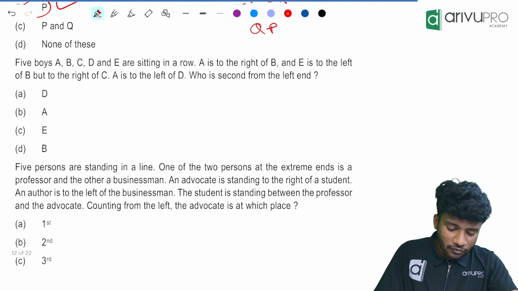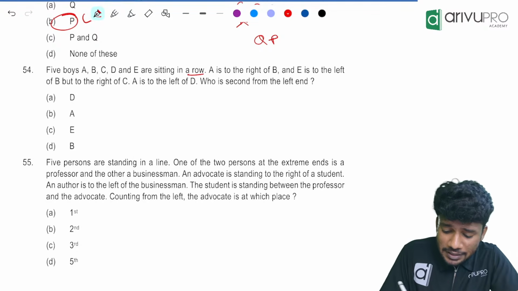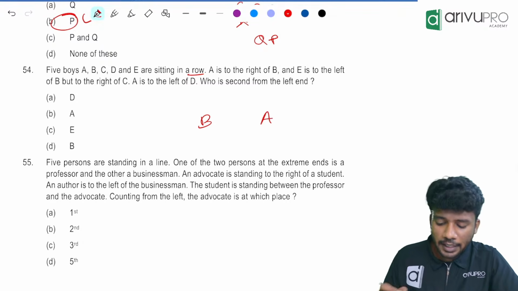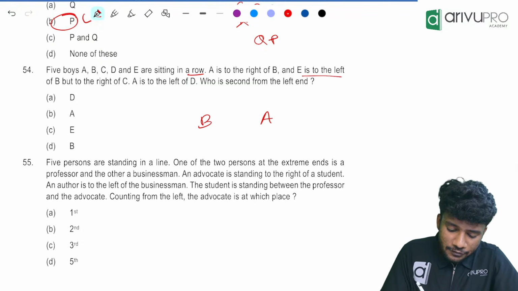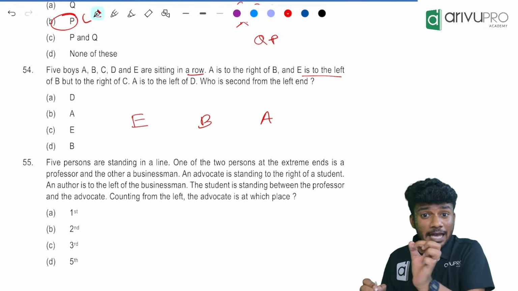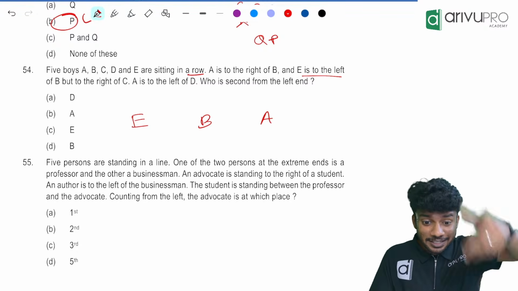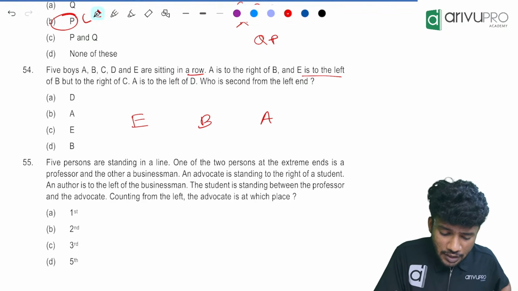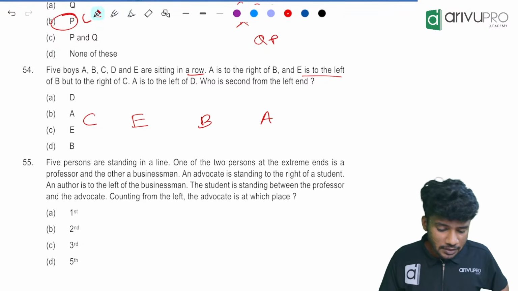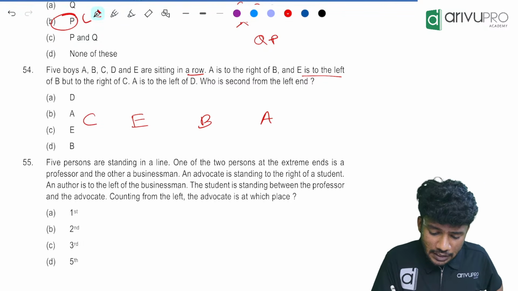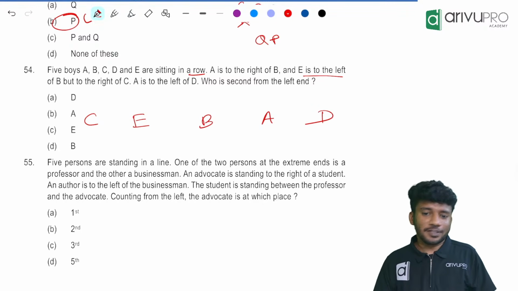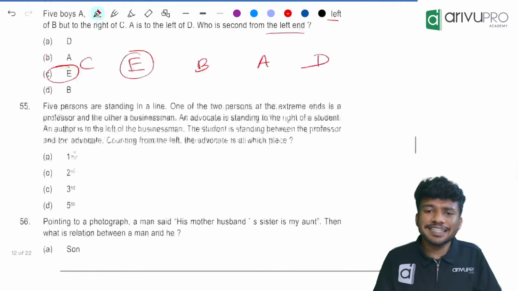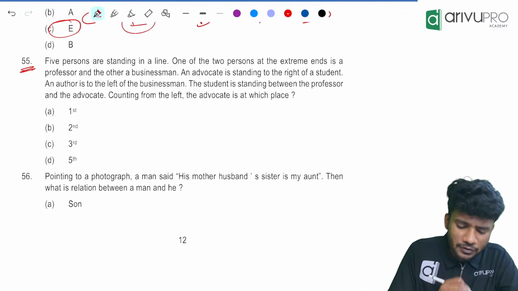Next question, people. 5 boys A, B, C, D, E are sitting in a row. A is to the right of B. And E is to the left of B. I am giving a gap because what if some people are there in between them? Yesterday also I told you similar type of questions. E is to the right of C, so C is somewhere over here. A is to the left of D, which means D should be somewhere over here. Then who is second from the left end? Answer is option C, E is your answer.